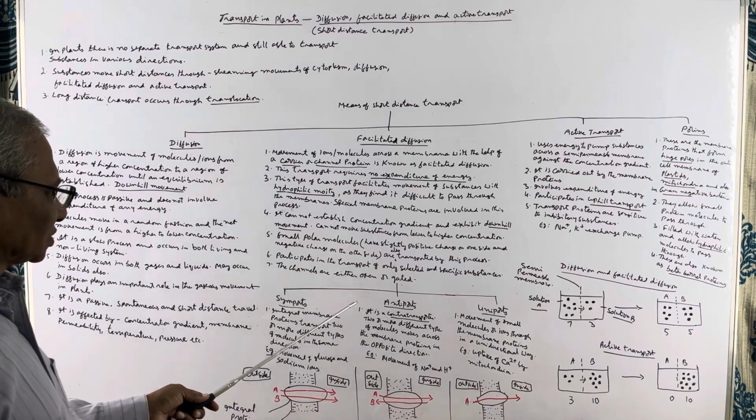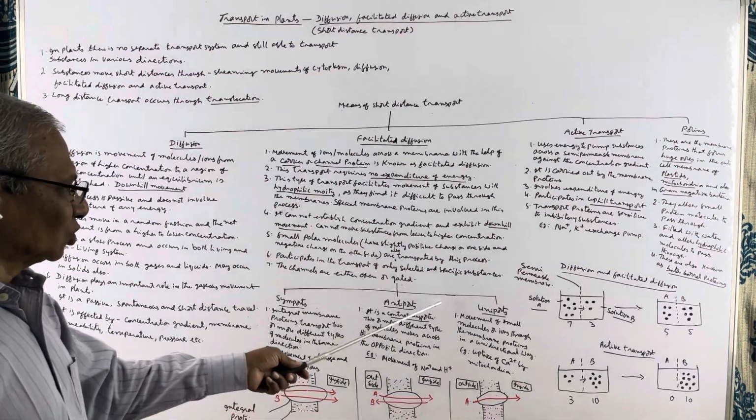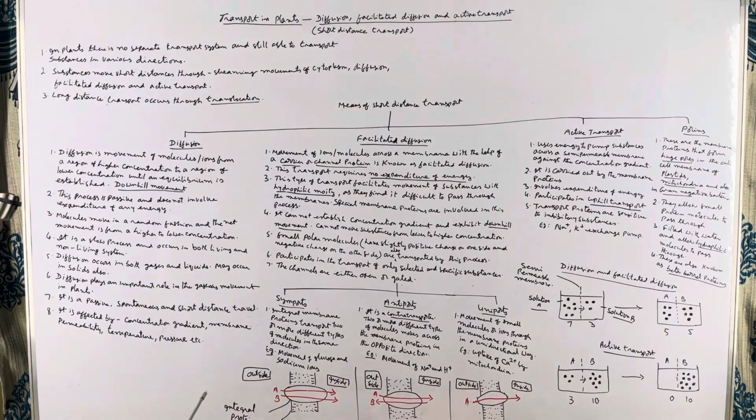They are known as symports, antiports, uniports. Symports means transport together or traveling together. In this case, what happens is integral membrane proteins transport two or more different types of molecules in the same direction. So here I have drawn one figure.